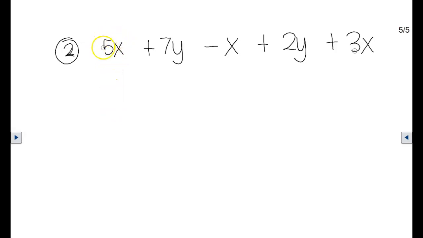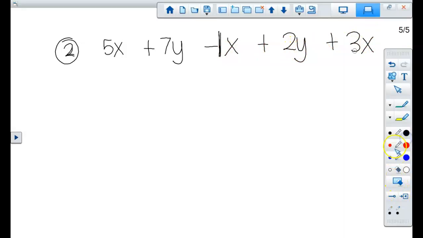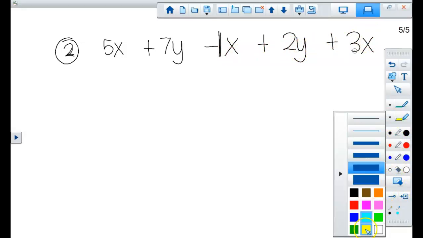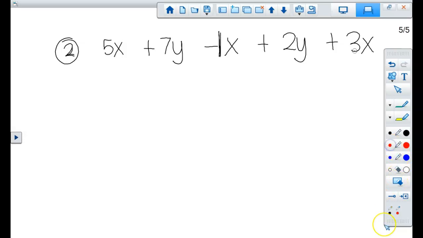We've got 5x. We've got plus 7y. We've got minus x. Now I want you to remember here what the number part is. There's an invisible 1 there. We've got plus 2y, and we've got plus 3x. So we've got 1, 2, 3, 4, 5 terms in this problem. And we're going to see if we can shorten that. We're going to see if we can simplify it by combining like terms.